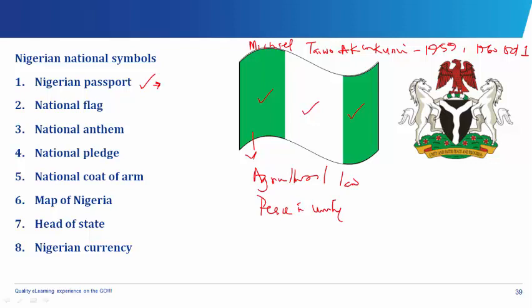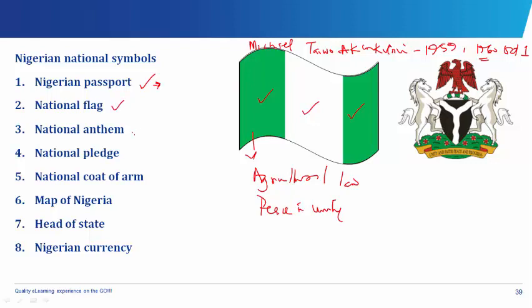So the national flag reminds Nigerians of the need for peace and unity and the importance of agriculture to our country, Nigeria. So Michael Taiwo Akinkumi, there's an N here, Akinkumi, designed it in 1959, just before our independence in 1960, October 1, 1960. The national flag is always seen in public buildings or military buildings like schools and offices. That's for national flag.